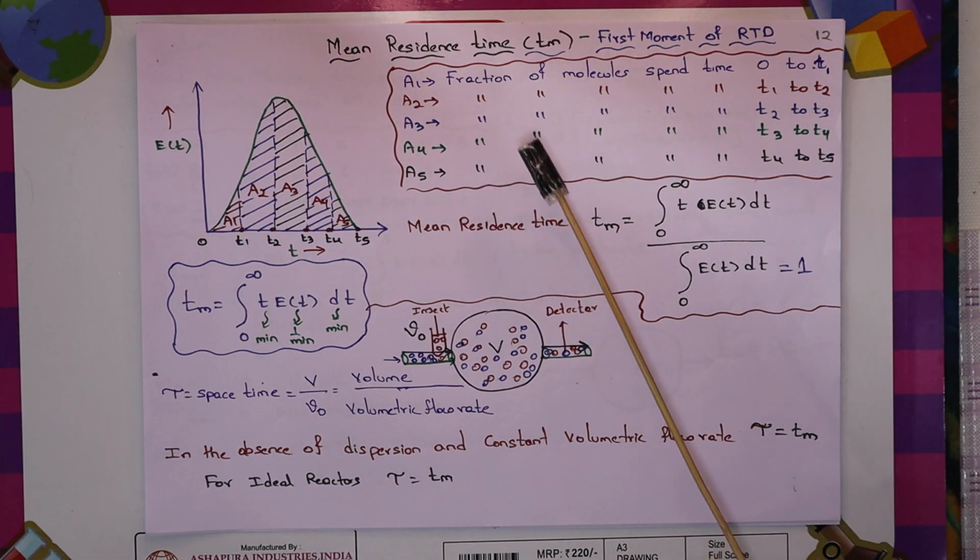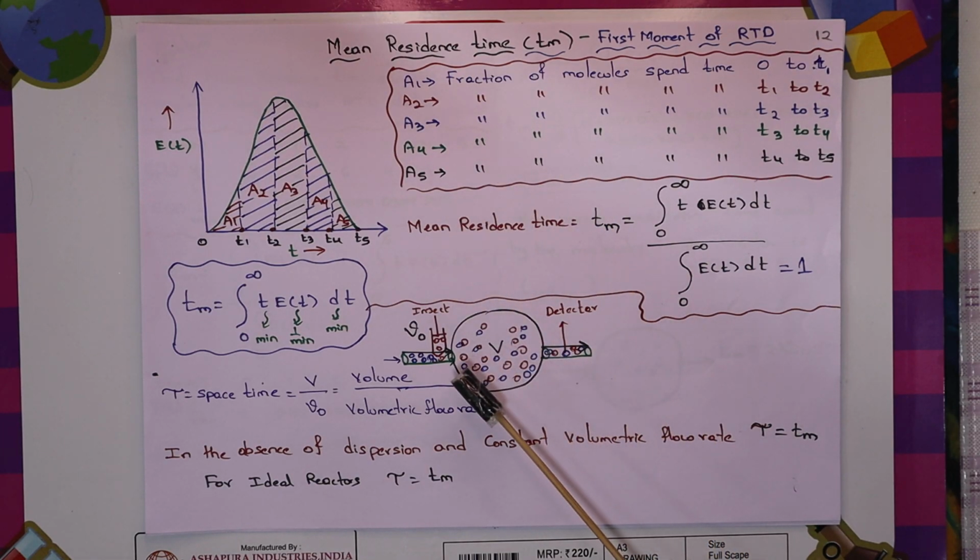What is mean residence time? We are performing tracer curve experiments to find out the E of t, F of t, mean residence time, all these things, using an injector where you inject a pulse of the tracer. The pulse of the tracer will move along with the reactants. At the end of the reactor, we measure only the tracer molecules using titration methods or some other methods.